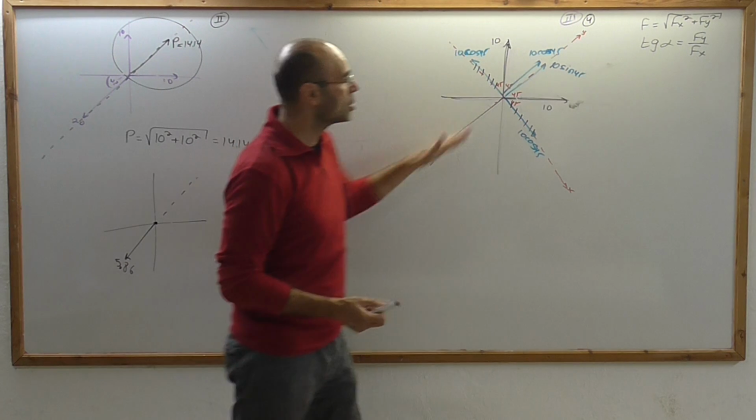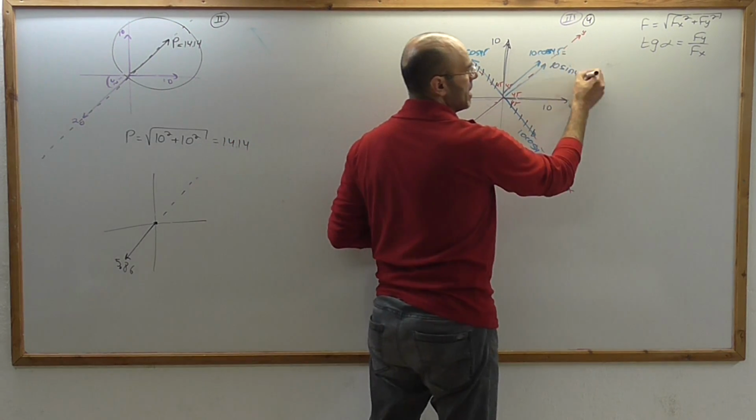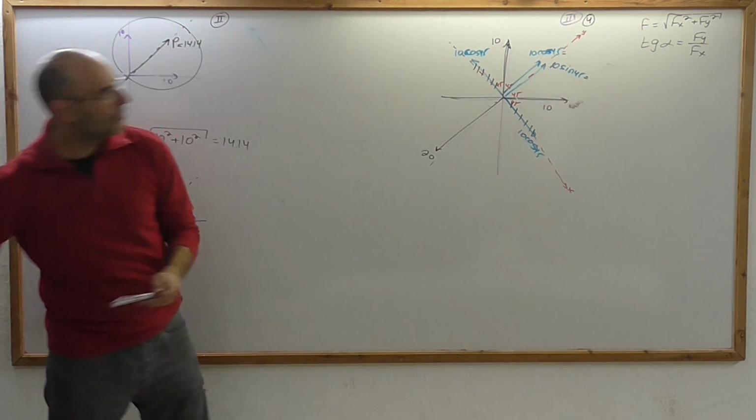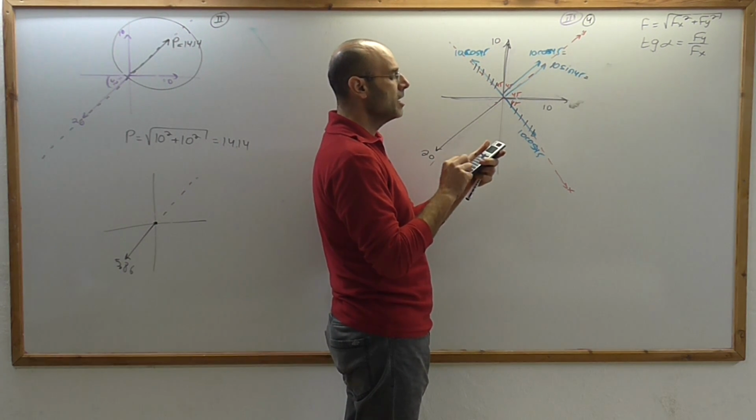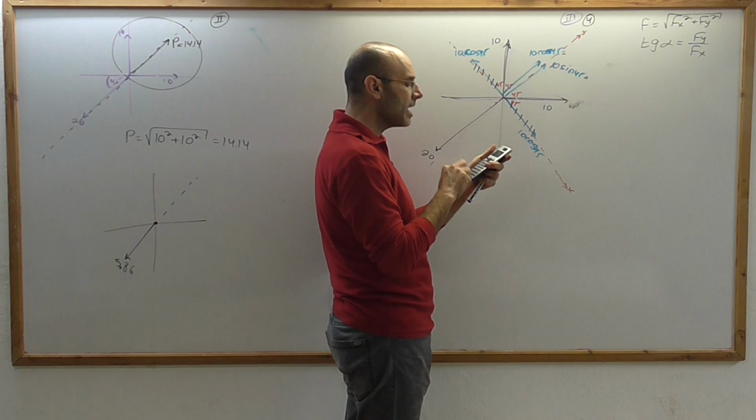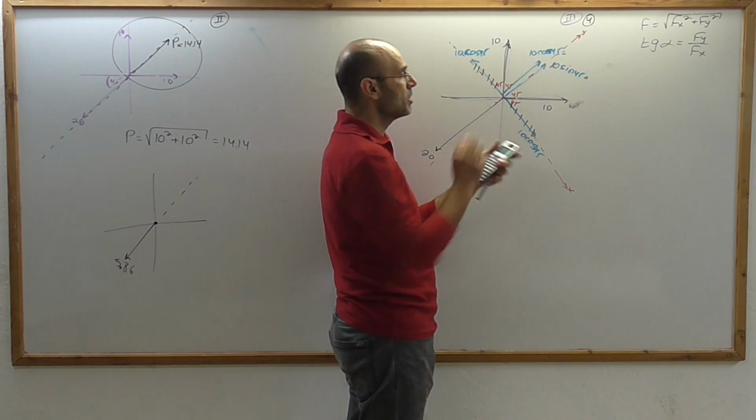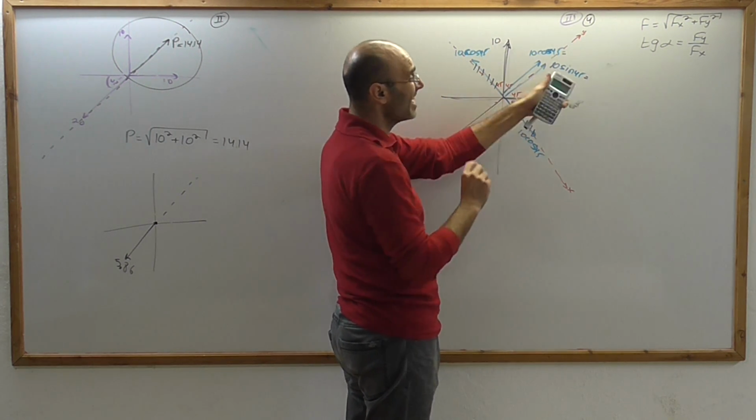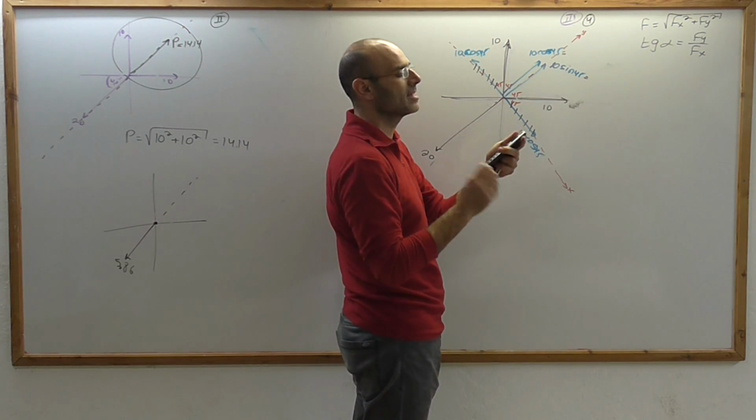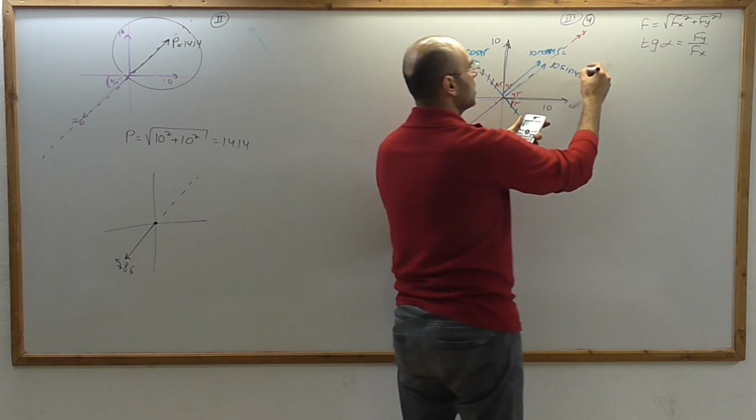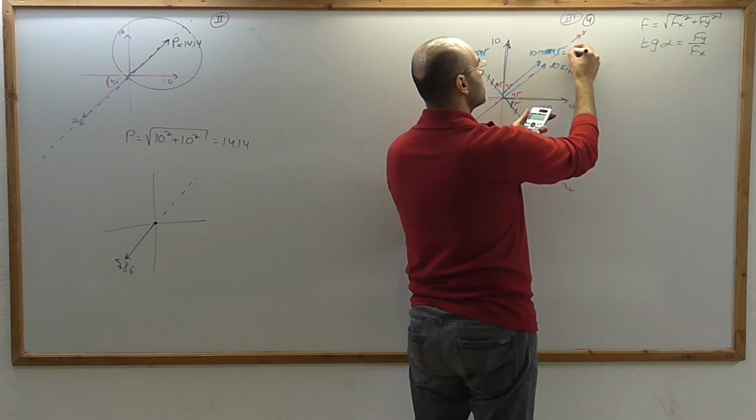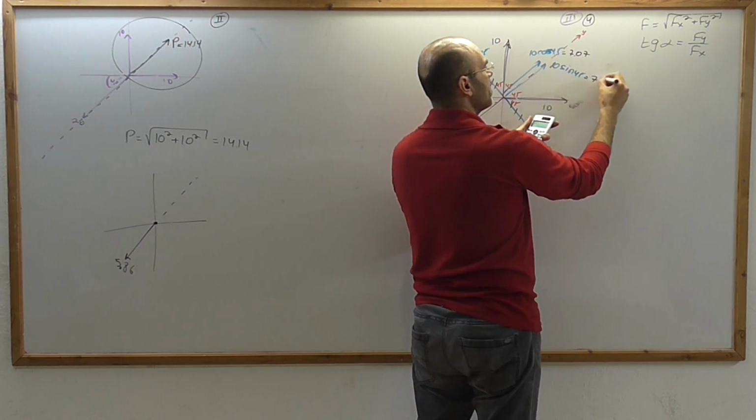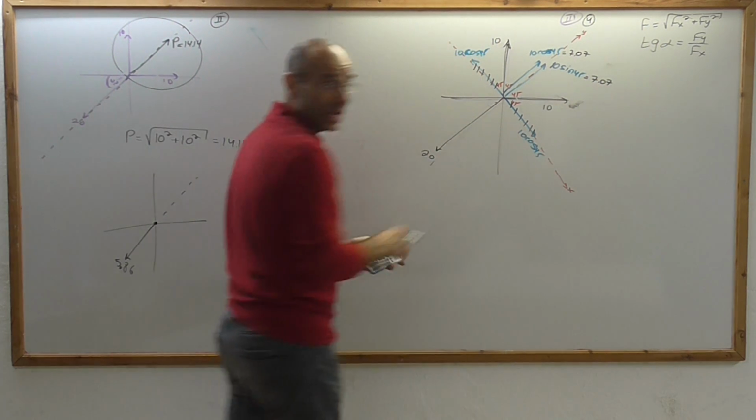In the y direction, let's add them up and see how much I get. It's 10 cosine 45 plus 10 cosine 45, because it's this one and that one, or sine, it doesn't matter, cos and sine are exactly the same. Every one of them is 7.07.